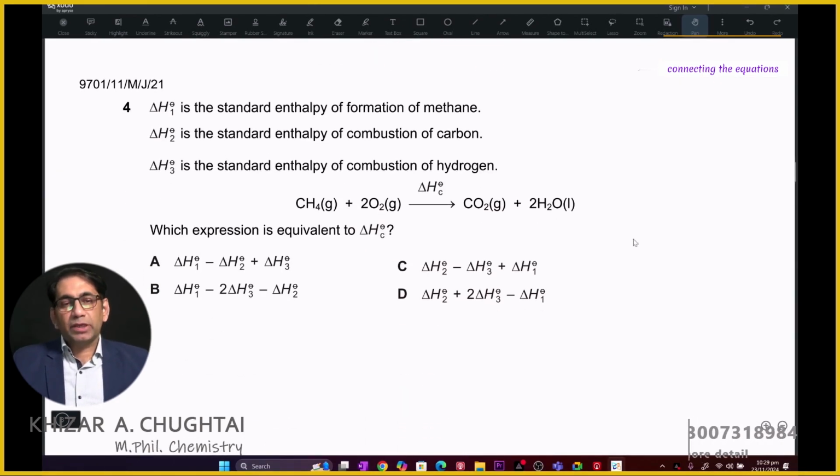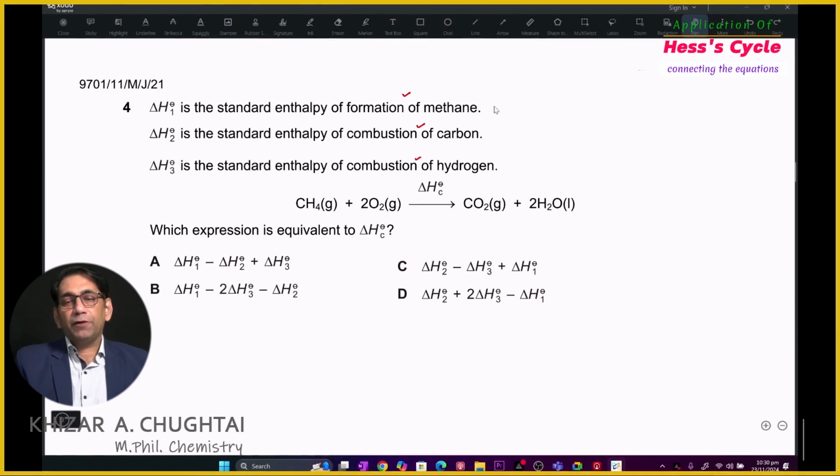Come towards another question. Here the data of formation and the data of combustion is given. So whenever the data of combustion or formation is given, again you are supposed to apply the Hess cycle. Once again I'm going to tell you, if the enthalpy of formation is given, if the enthalpy of combustion is given, then again you will apply the same method, that is called the same rule or same cycle, Hess cycle.